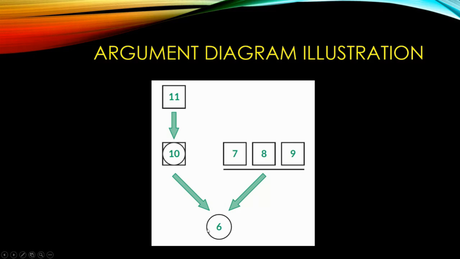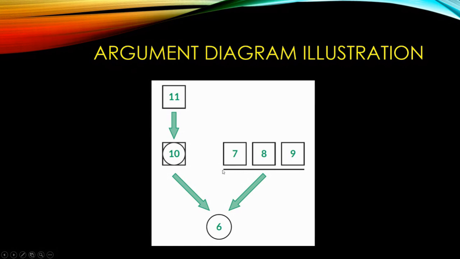So you can see here, circles represent a conclusion. Any conclusion, a sub-conclusion or a main conclusion, is a circle. So in this case, 6 is the main conclusion. Arrows represent logical inferences, the logical moving from premises to conclusion. Squares represent premises. So 7 is a premise, 8 is a premise, 9 is a premise.